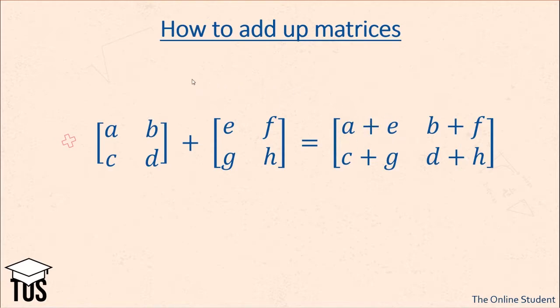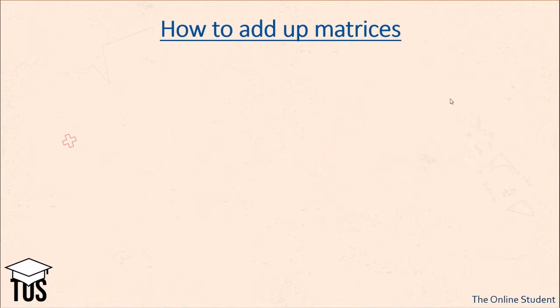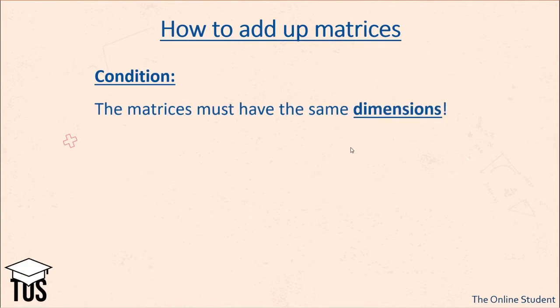Same thing for the other elements. Let's say this first row and the second column, which is B. We add it up with the corresponding element on the first row and the second column, in this case F. So in the resulting matrix, the element on the first row and the second column is B plus F. But there is a condition. For adding up matrices, the matrices must have the same dimensions.